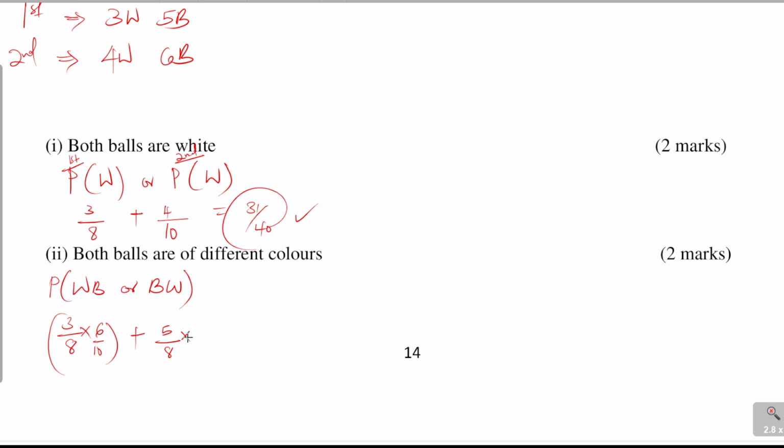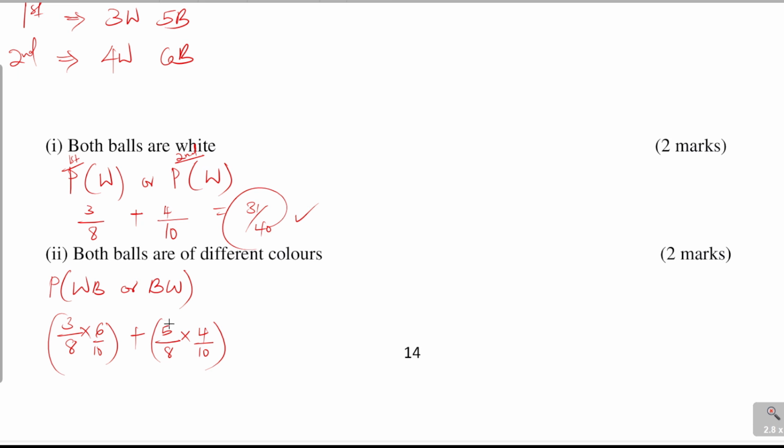Or and a white from the second bag. A white from the second bag. How many whites are in the second bag? There are 4 over the total, that is 10. So that is how you're supposed to do that.